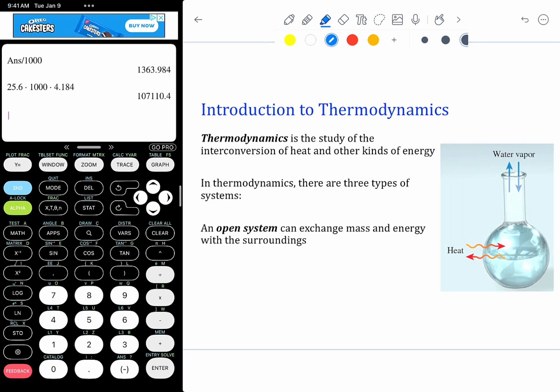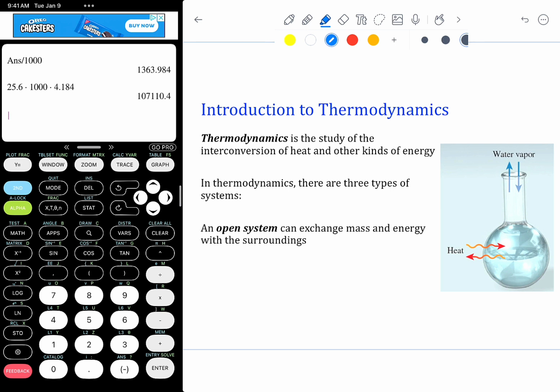So now that we know about where heat is going, how heat is moving between our system and our surroundings, we can start to talk about something called thermodynamics. Thermodynamics is the study of the interconversion of heat and other kinds of energy. In thermodynamics, there are three types of systems. The first one is an open system, which can exchange mass and energy with the surroundings.